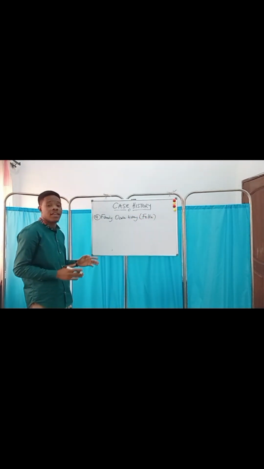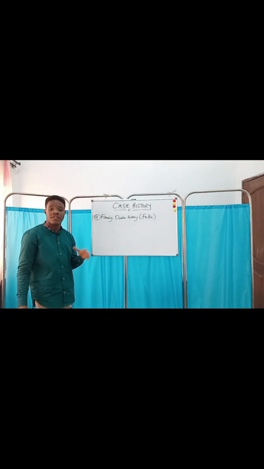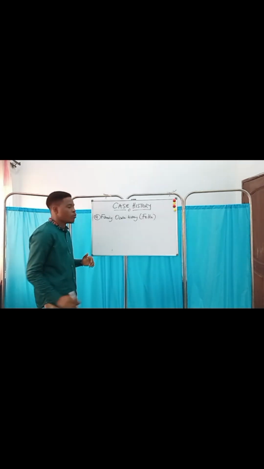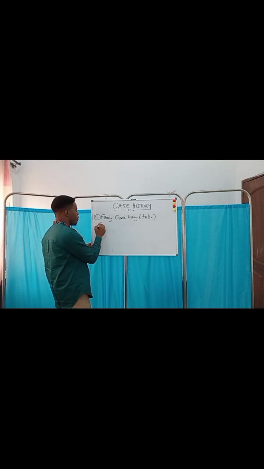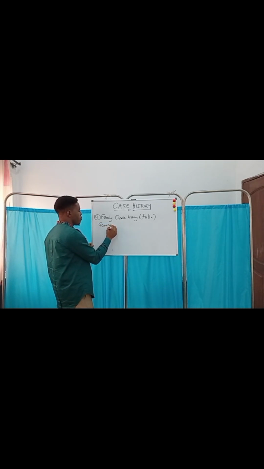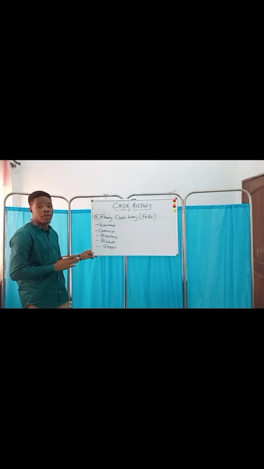So we want to find out, is there history of glaucoma in the family? Is there history of cataract in the family? Is there history of strabismus in the family? Is there history of blindness in the family? We want to know all this and document it properly. So you ask the history of glaucoma, cataract, strabismus, blindness, and cause of blindness. And then if anybody wears glasses in the family. This is the component of the patient's family ocular history.